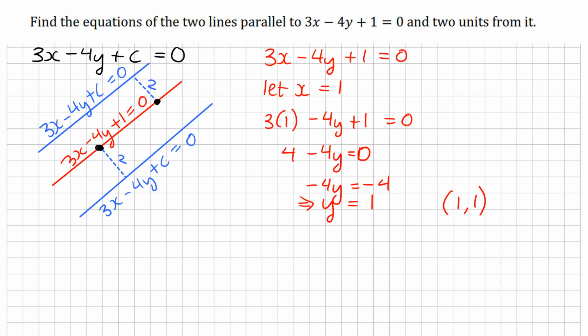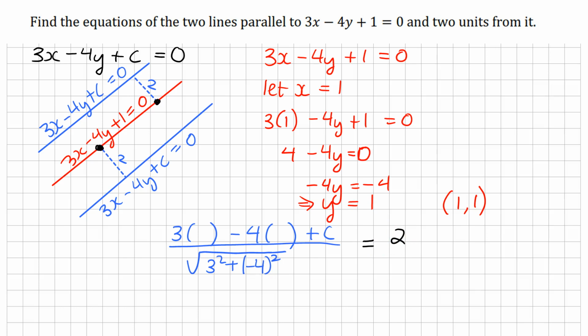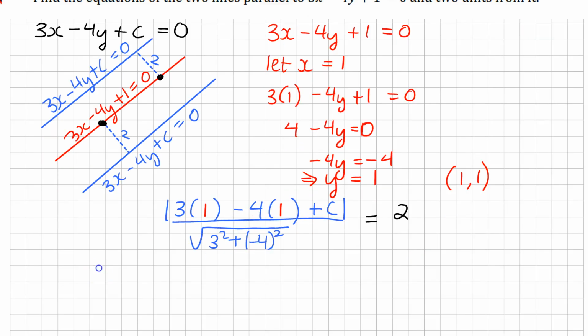Now I need to get the perpendicular distance from (1, 1) out to my blue lines, and I know that my answer is going to be 2. So I'll just set that up. My blue lines give me the absolute value of 3(1) minus 4(1) plus c, all over the square root of 3 squared plus (minus 4) squared. Be careful with your minuses there, that you use a bracket. And then I know that my answer is 2, and I know that I need to start from (1, 1). That's the distance, so the distance from (1, 1) to these blue lines is equal to 2. Now it's only a matter of working this out.